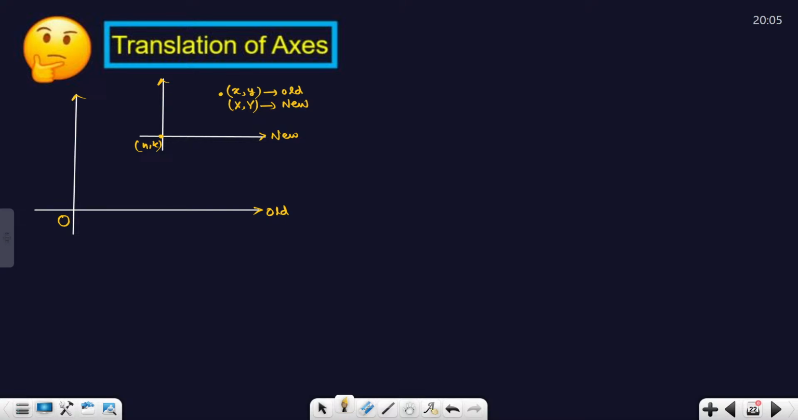Now the question is, what relation exists between this small x, small y and capital X, capital Y? Look very carefully. This point is h comma k, right? The old system is this point. The coordinate of this point in the old system is x comma y. What do you mean by that?